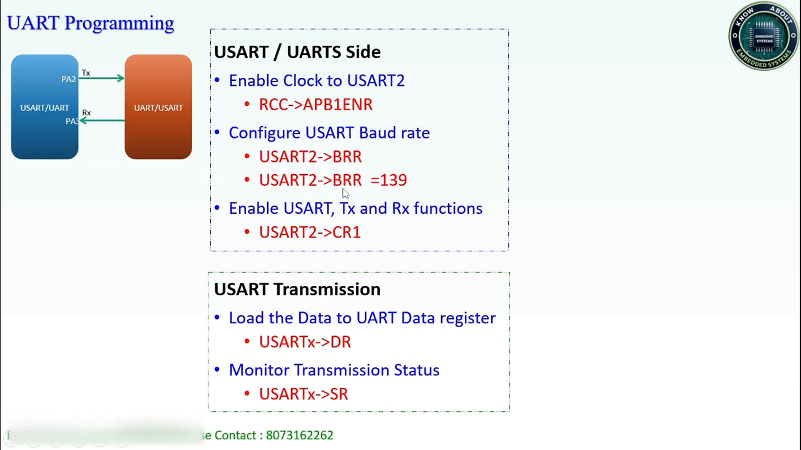In order to do that configuration, again I need to follow 2 to 3 major steps. The first thing is I have to enable the clock to USART. In order to enable the clock to the USART, I have to use a register called APB1ENR. This register is responsible for enabling the clock for peripheral buses.